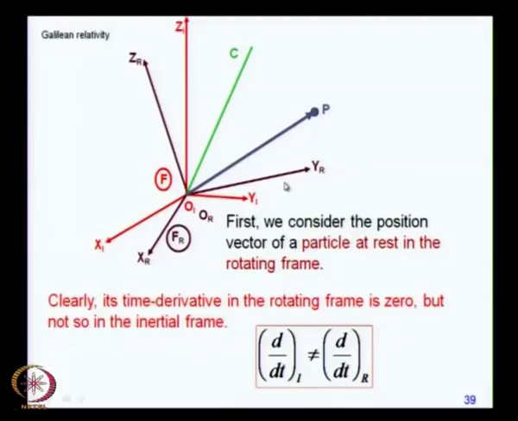So, we consider the position vector of a particle which is at rest in the rotating frame, and while it appears to be at rest in the rotating frame, it does not appear to be at rest in the inertial frame. So, the time derivatives in the two frames are obviously different. This is the differential operator d by dt which takes the differentiation with respect to time in the inertial frame of reference, and the effect of this operator is not going to be equal to the effect of taking the time derivative in the rotating frame of reference. So, that is the first conclusion that we draw.